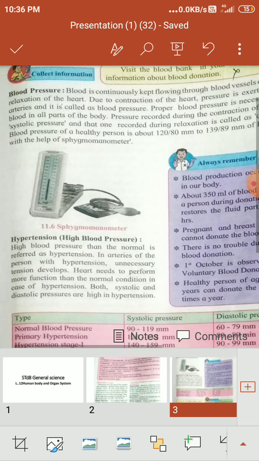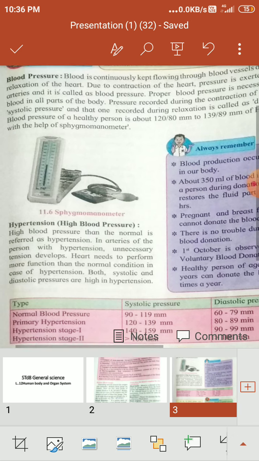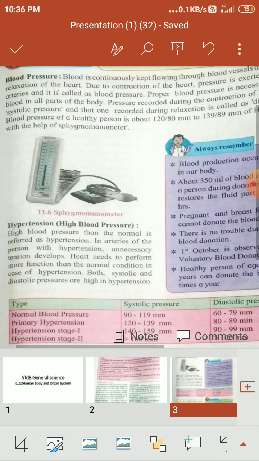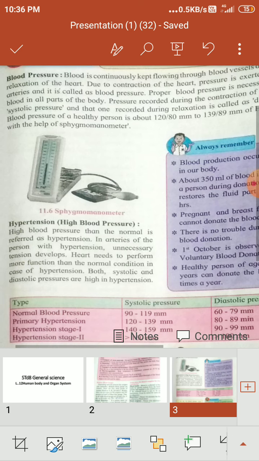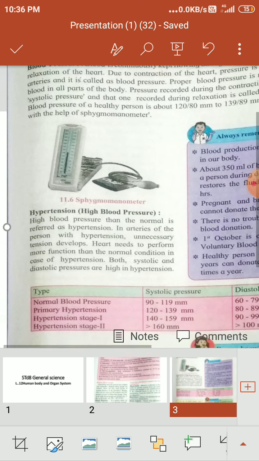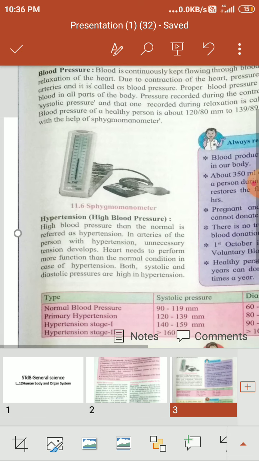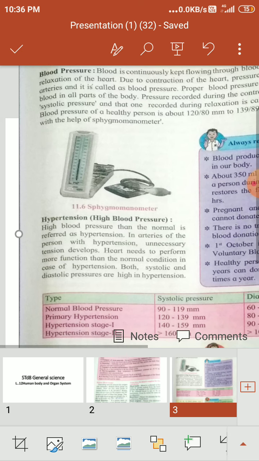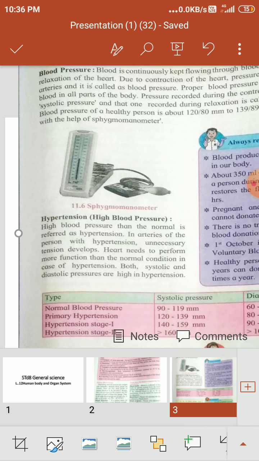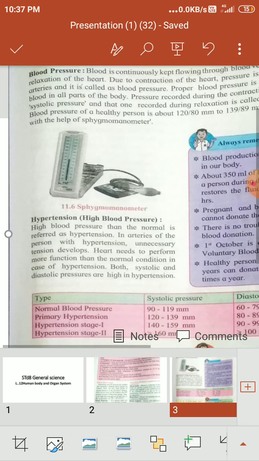Look at the picture to see what the doctors do. The doctor takes the air balloon in his hand and wraps the strip around our underarm, and he exerts pressure on our arteries with the help of this air balloon. Then he measures the systolic pressure, which is 120, and on release, it is 80 mm, the normal pressure.